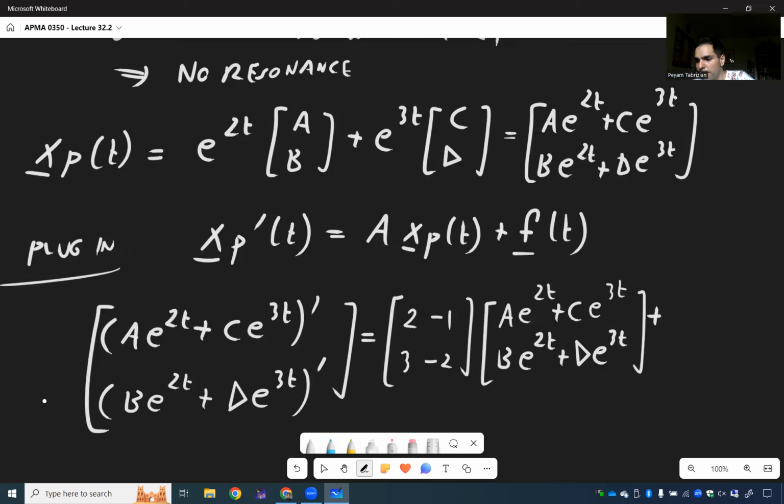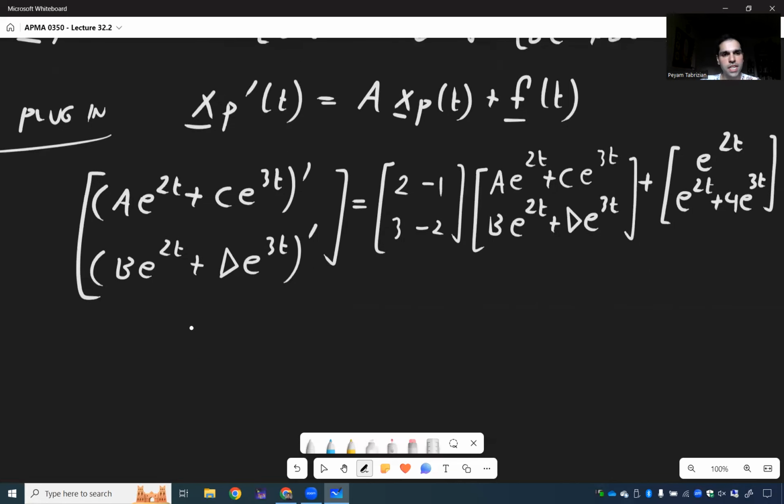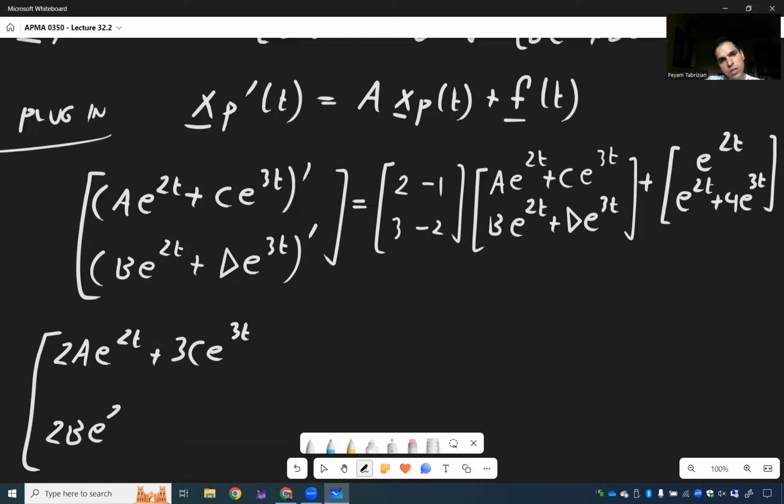Plus your f term, which was just e to the 2t, and e to the 2t plus 4e to the 3t. And yeah, it looks quite horrible, but you'll see a couple of things will simplify very soon. So the derivative is just 2a e to the 2t plus 3c e to the 3t, and then 2b e to the 2t plus 3d e to the 3t.